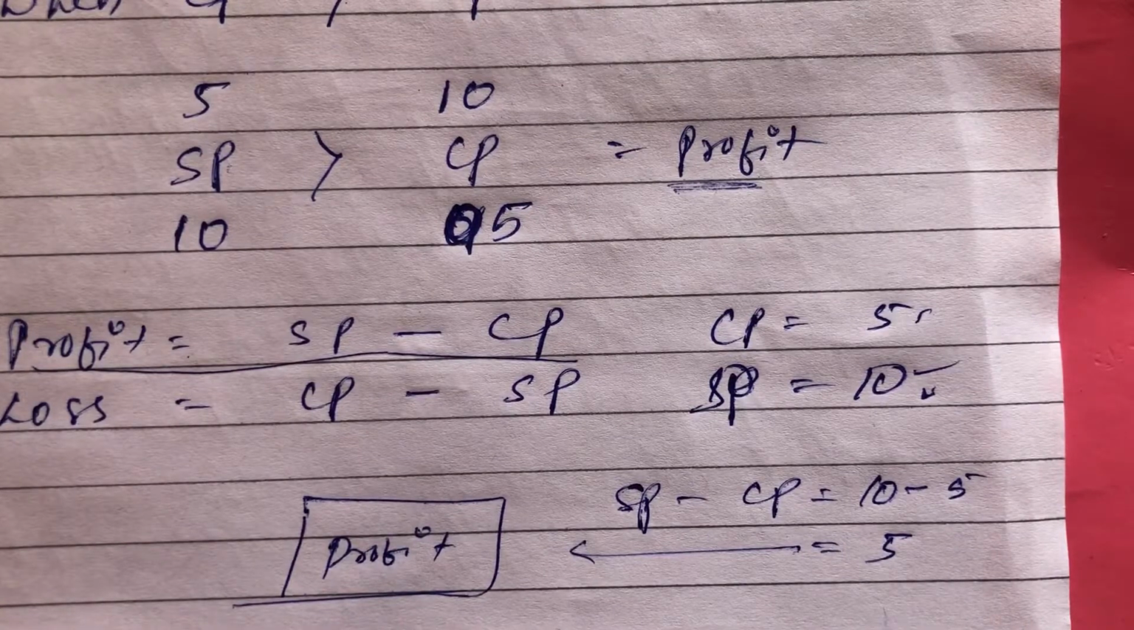When CP is greater than SP, where CP is cost price and SP is selling price, then it is a case of loss. So always remember, when SP is greater, it is a case of profit. When CP is greater, it is a case of loss.